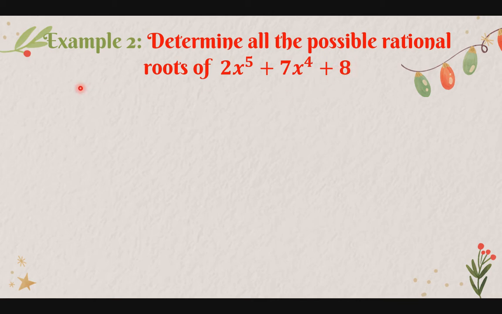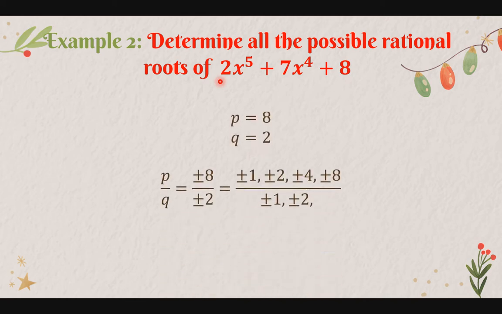Dito naman po, ang ating polynomial expression is 2x raised to the 5th power plus 7x raised to the 4th power plus 8. Ang p natin is 8 at ang ating q naman ay 2. So, kapag ginawa natin yung fraction form, p over q, magiging positive or negative 8 over positive or negative 2.